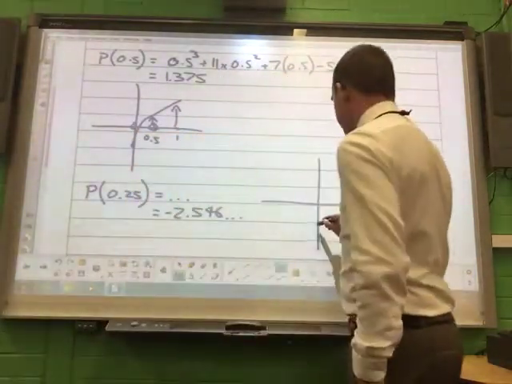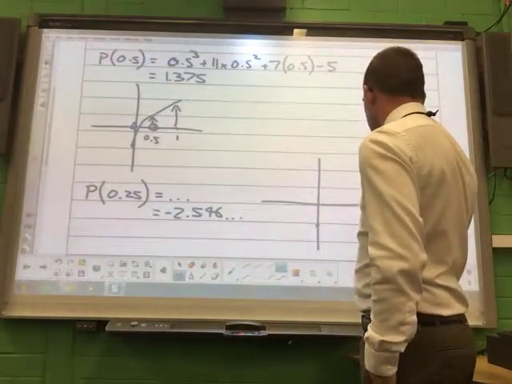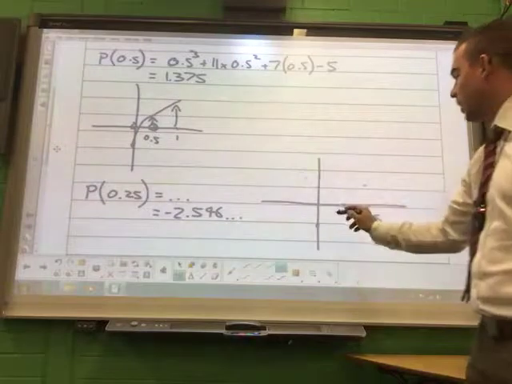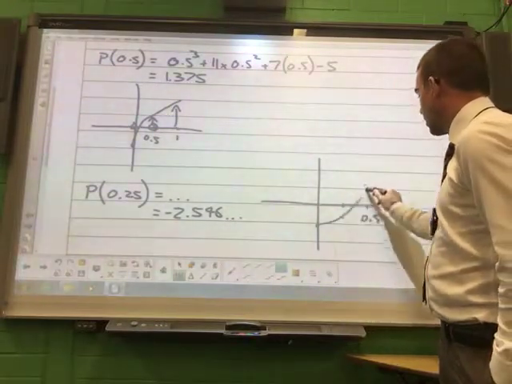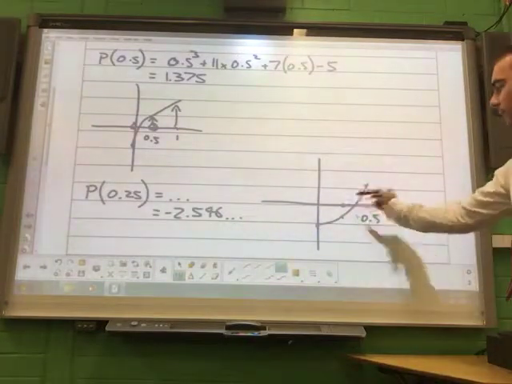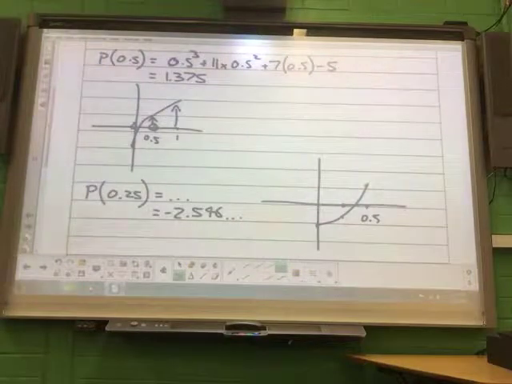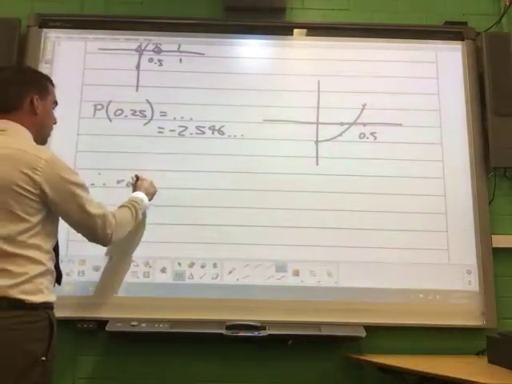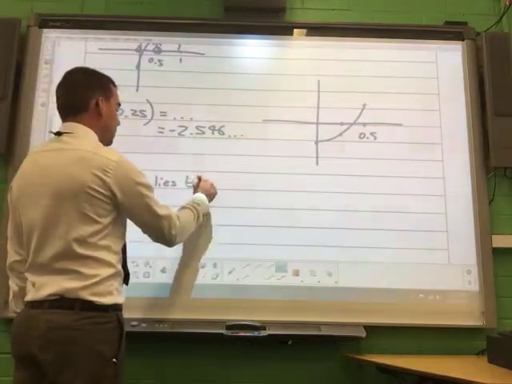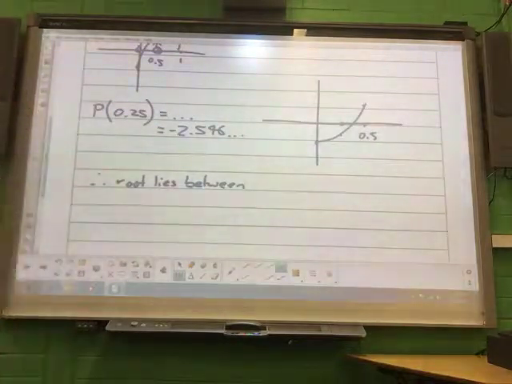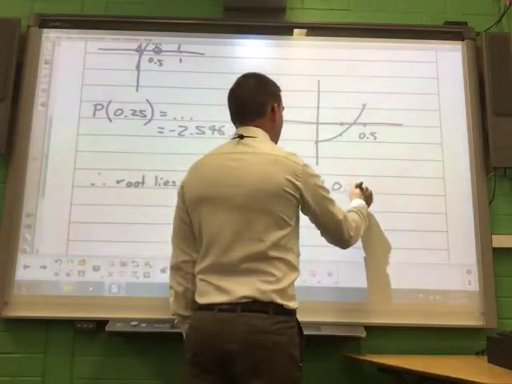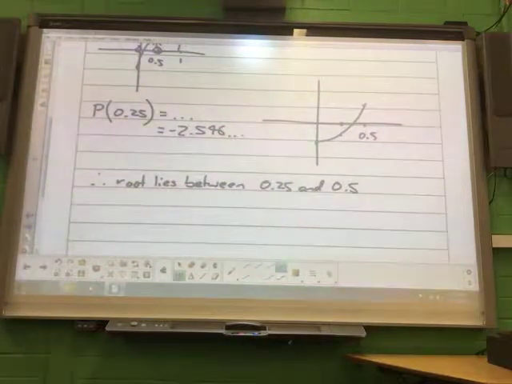So P of 0.25 is -2.546. We know at 0 we had -5, at 0.5 we had some positive value, and halfway between we've got another negative value. So we've got something like that: negative for this side, positive for that side. That will give me my approximation for the root. So therefore, the root lies between, not halfway, between 0.25 and 0.5. So that's how we do it.